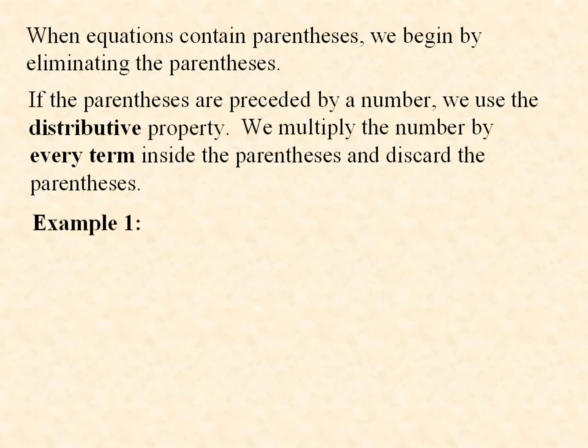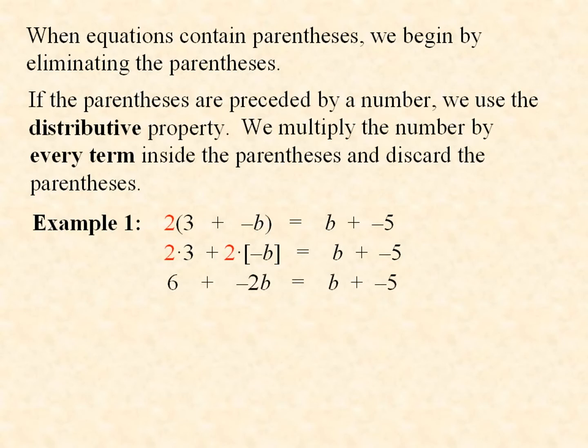Here's example 1. 2(3 - b) = b - 5. On the left side, we will change the 3 - b to 3 + (-b), or 3 plus the opposite of b. And we must multiply each of those terms by 2. So we have 2 times 3 plus 2 times negative b on the left side. That gives us 6 + (-2b) = b + (-5) on the right side.